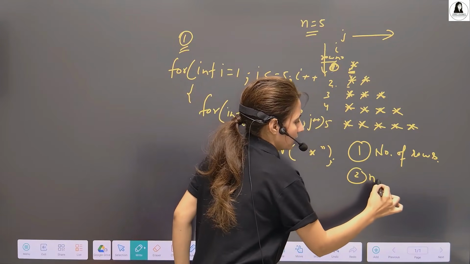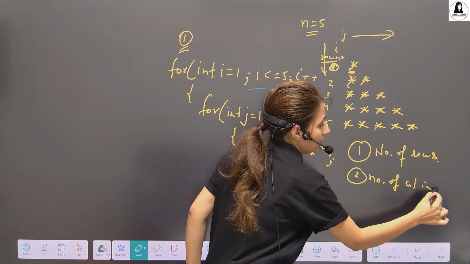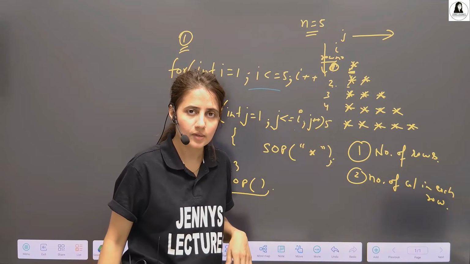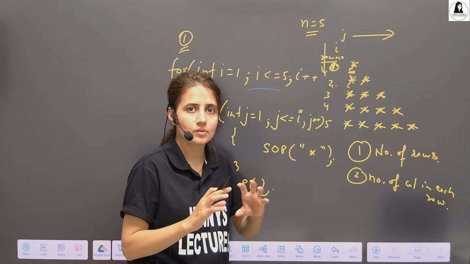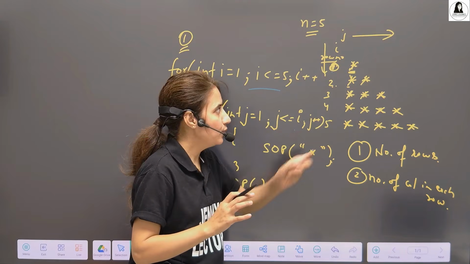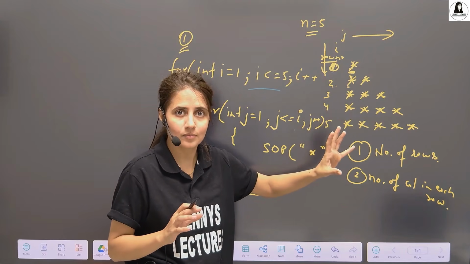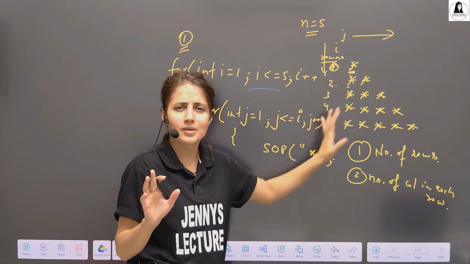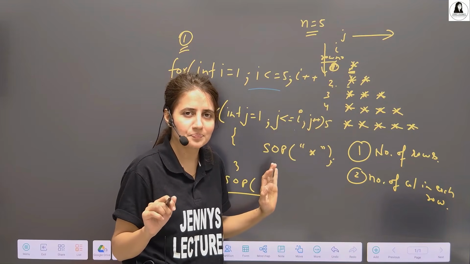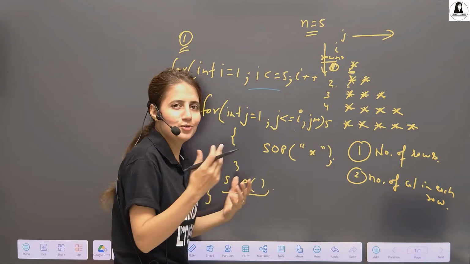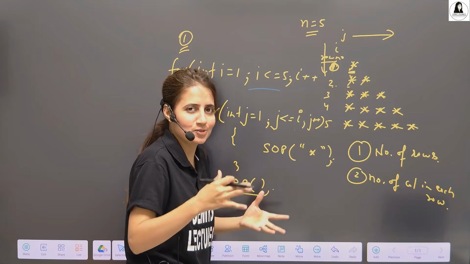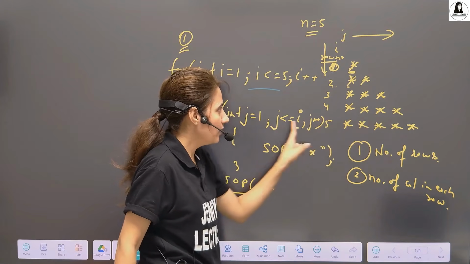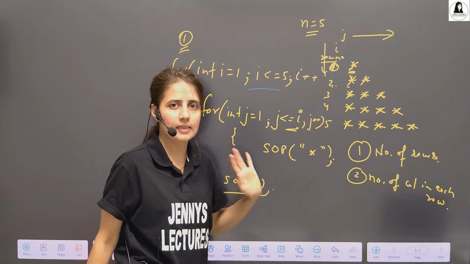Second, you have to identify the number of columns in each row, and somehow establish the relationship between the number of rows and the number of columns, using some basic math, plus, minus, multiplication. Here it is a simple star pattern, so you don't need to apply any maths. You simply put this condition. Just find out the number of columns in each row and the inner loop should run till then.